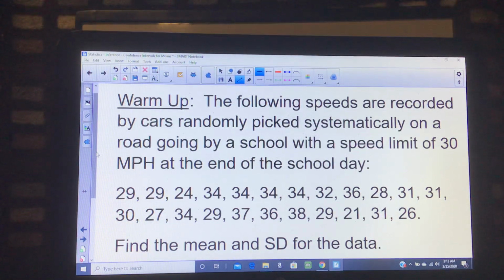You could put this in the calculator in a list and do one variable stat, and if you gave it the right list, it would come up with the mean and standard deviation. So the mean comes out to be 31.04. So the average speed of these cars is 31.04 miles an hour. The standard deviation comes out as 4.25, both rounded to the nearest hundredth.